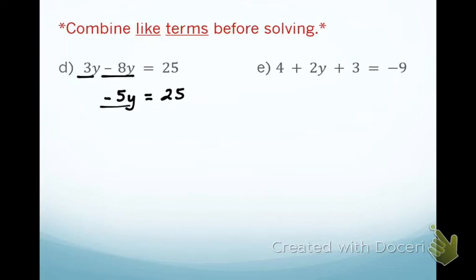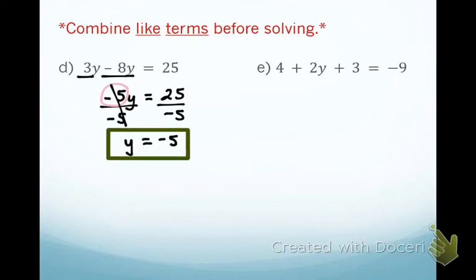Not divide by 5. You're right, you have to divide by the exact number that is there. So we're going to divide by negative 5 on both sides. This will cancel out, and I'm left with y equals, Matthew, what does it equal? Not 5. Negative 5, okay, because there was only 1 there. That's an odd number, which means my answer has to be a negative. Now we're going to check it out.